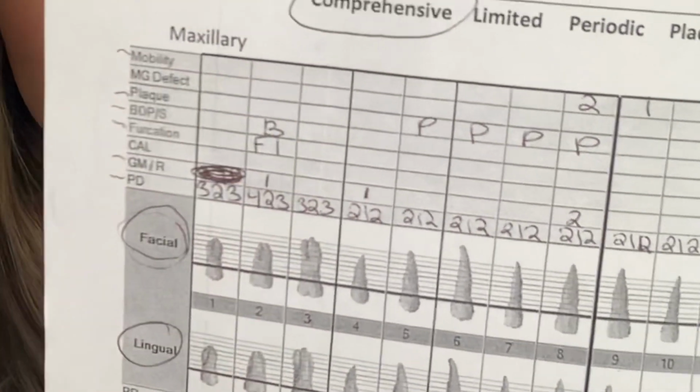So I put bleeding. You would write an S if there was any pus. So this usually happens if they have really deep pockets or they have an infection. An S, the suppuration, means there's some pus there. So you'd write an S for that.